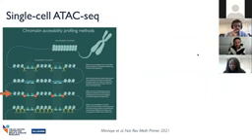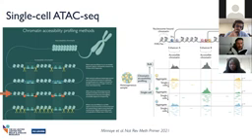So since a few years, it is possible to profile chromatin accessibility at the single cell level, particularly with single cell ATAC-seq. Using the Tn5 integration that happens mostly in accessible chromatin, this method is also applicable to single cell data.